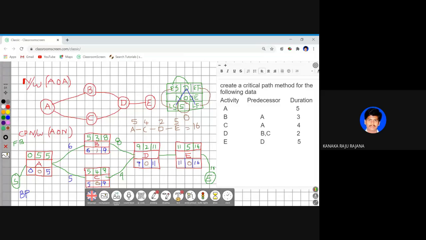Okay. Any more doubts up to this? Shall I erase the board? Use your chat box and tell me that. Okay then.